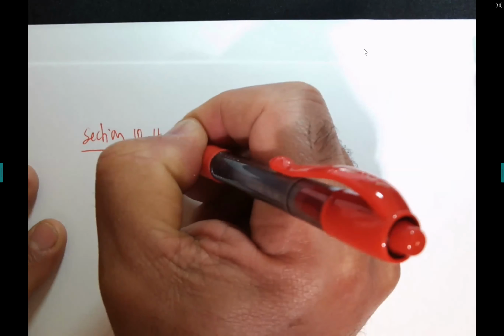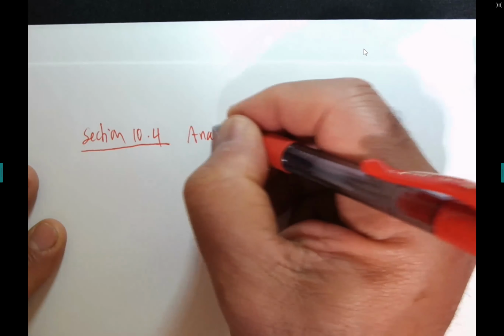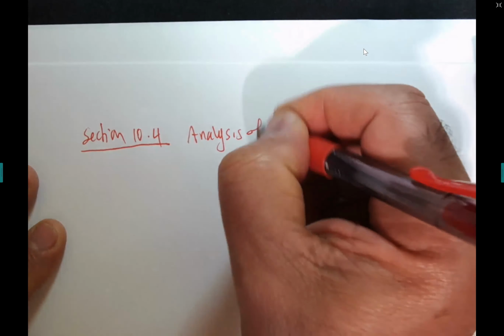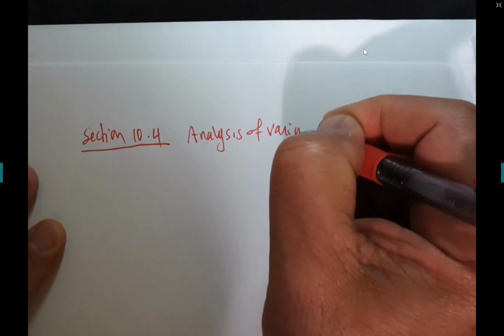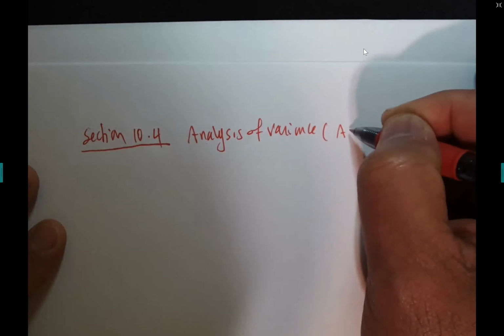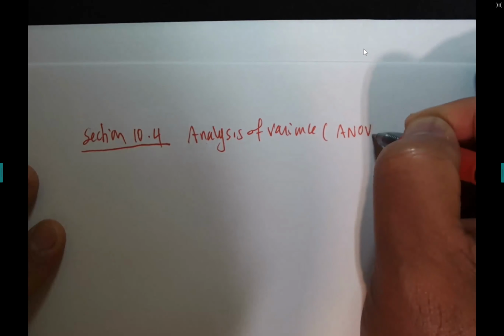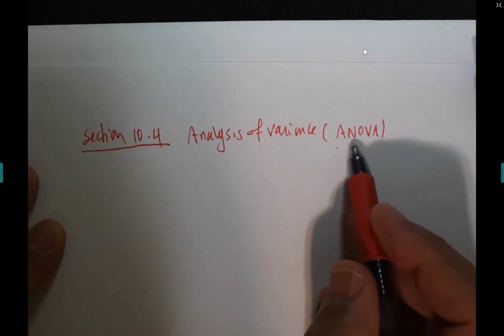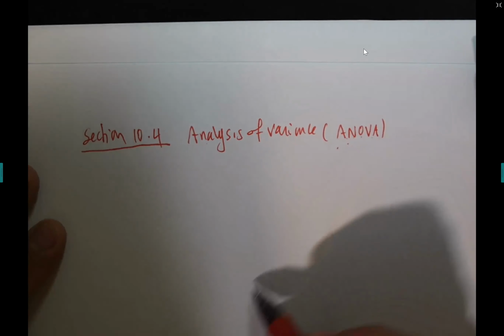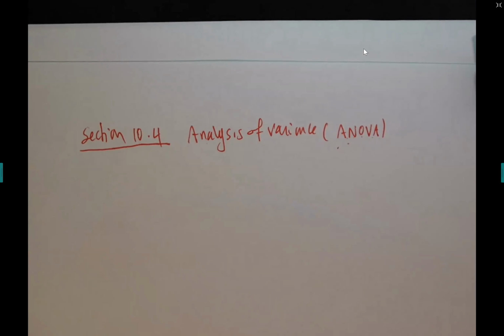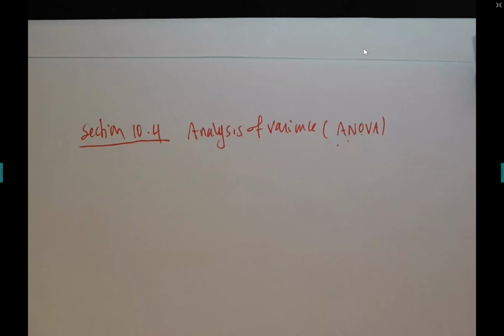Section 10.4, it's called Analysis of Variance. And it has a name here, ANOVA. Analysis of variance. Okay, let me tell you what this test is about. That's a very easy test, guys, to perform. Probably one of the easiest tests that you ever learned.